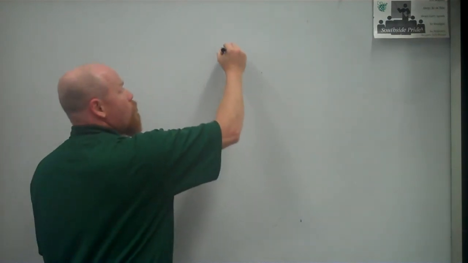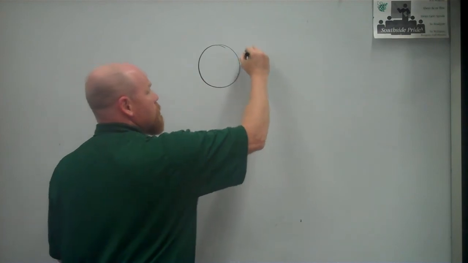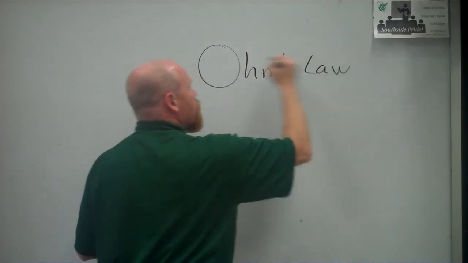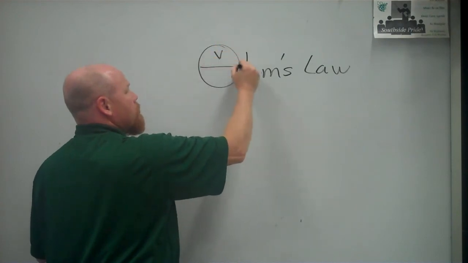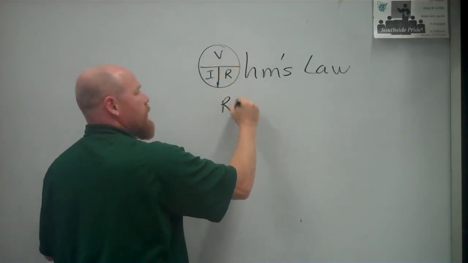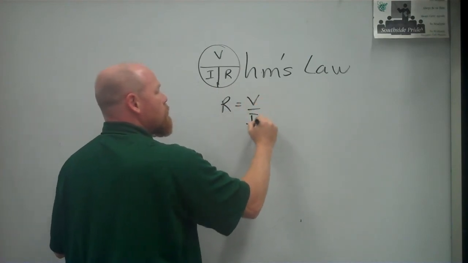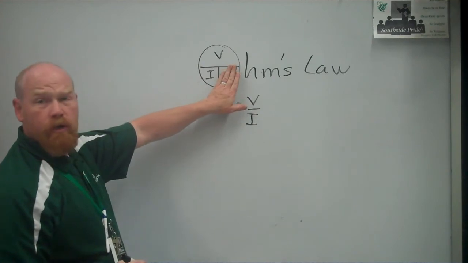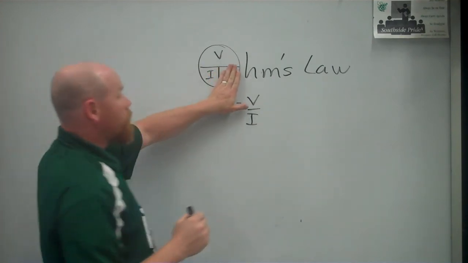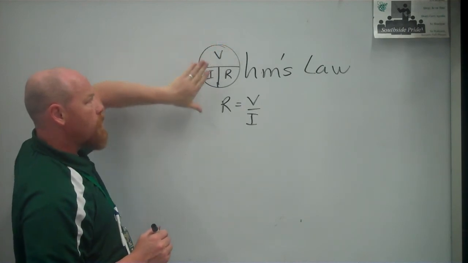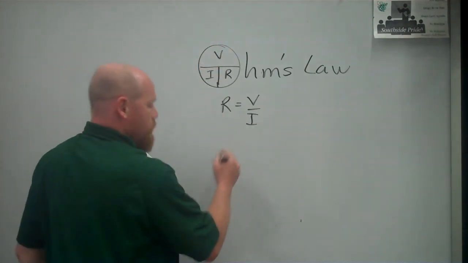is our old buddy Ohm's law, which we normally wrote like this. On your reference tables you see it like this. Okay? R equals V divided by I. But if you look, you can use this. Remember, we use this for all the different ones. R equals V over I, V equals I times R, and I equals V divided by R.